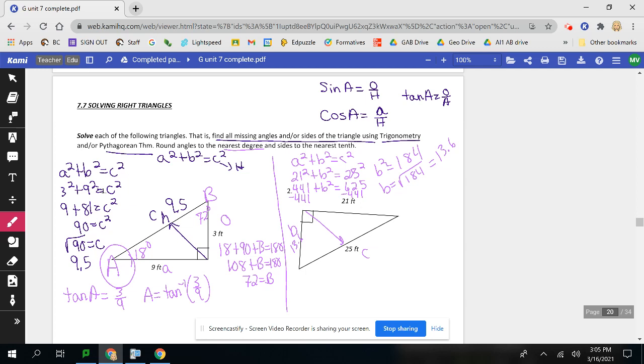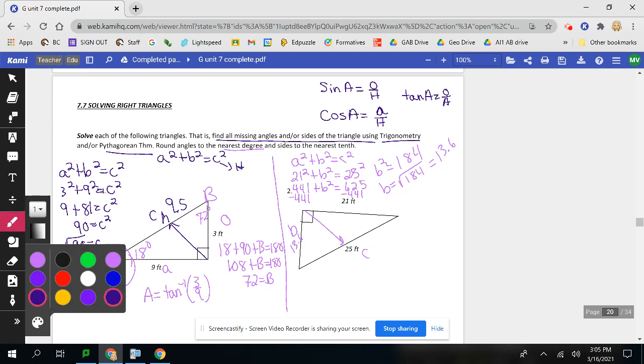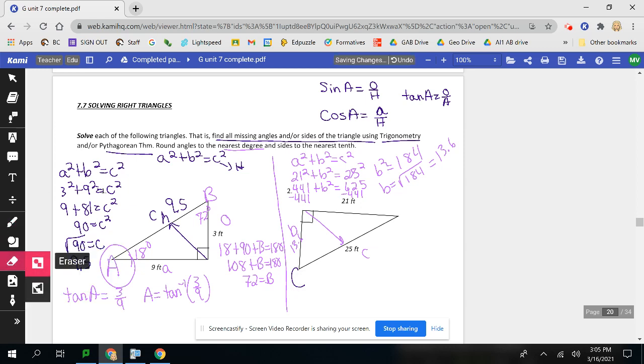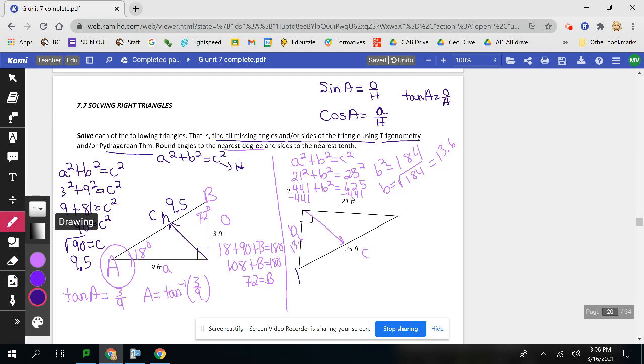So now I need to find my missing angles. Again, I'm going to name them just to help you follow along. Actually, let's not do C. Let's do D and E. So I'm going to call this one D and this one E.